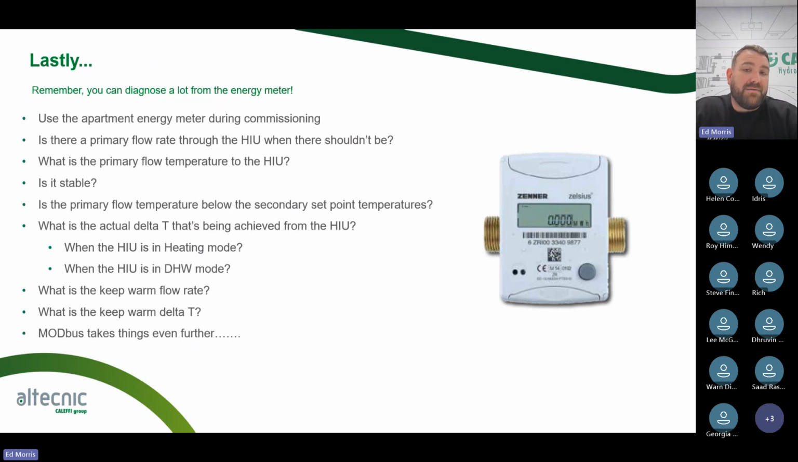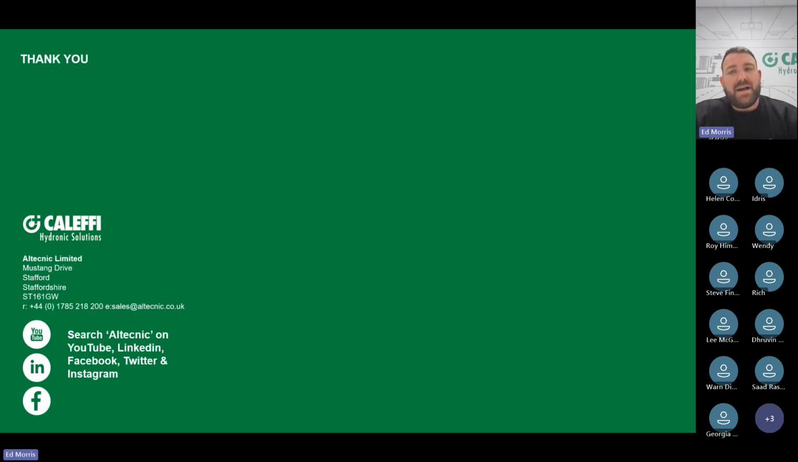And then Modbus takes things even further. So, just by simple, modest heat meters installed in the HIU, we can tell a lot from that when we're doing site visits and obviously speaking to customers over the phone. And that is the end of my presentation. So I thank you all for taking the time to listen.